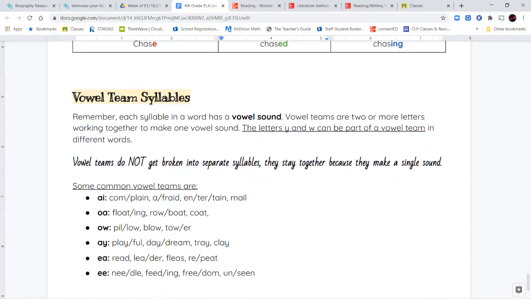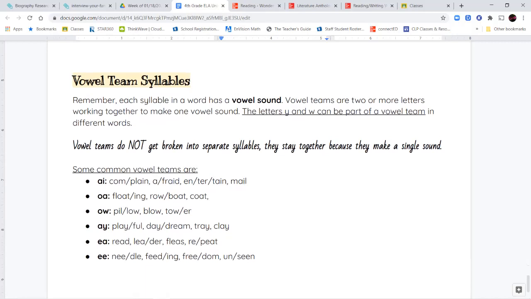And the last bit we're going to talk about are vowel teams. So when we have vowel team syllables, remember each syllable in a word has a vowel sound in it. Vowel teams are two or more letters that work together to make one vowel sound. And the letters Y and W can be part of a vowel team. This is something that's important to remember in different words. Now, because vowel teams make a single vowel sound, we do not break them into separate syllables. They stay together because it's only making one sound, even though it's more than one letter together.